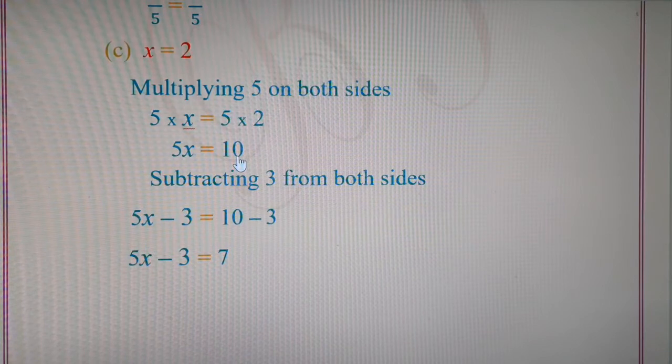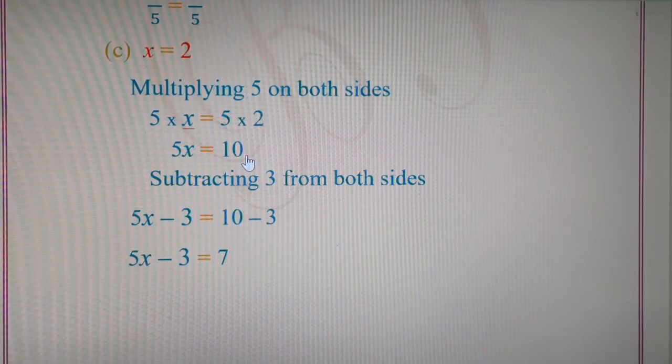Now we'll use another mathematical function. Let's say subtraction. So subtracting 3 from both the sides. So we are removing 3 from both the sides. From the left hand side we are subtracting 3 and from the right hand side also we are subtracting 3. Whatever mathematical function we use, we have to use it on both the sides. So we will subtract 3 from the left hand side and we will subtract 3 from the right hand side also.